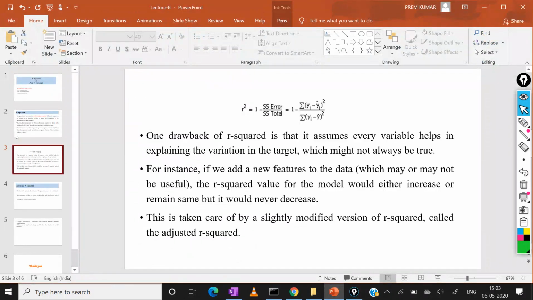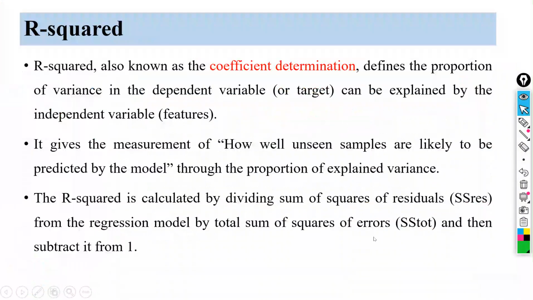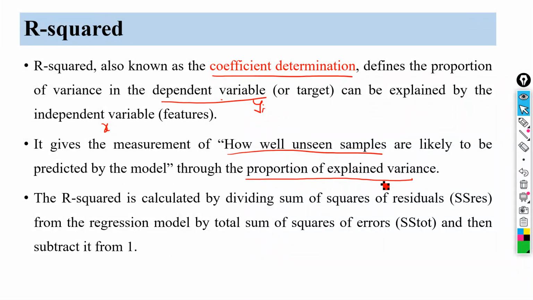What is meant by R square? R square is also known as the coefficient of determination. It defines the proportion of the variance in the dependent variable y that can be explained by the independent variables x. It gives a measurement of how well unseen samples are likely to be predicted by the model, through the proportion of the explained variance.